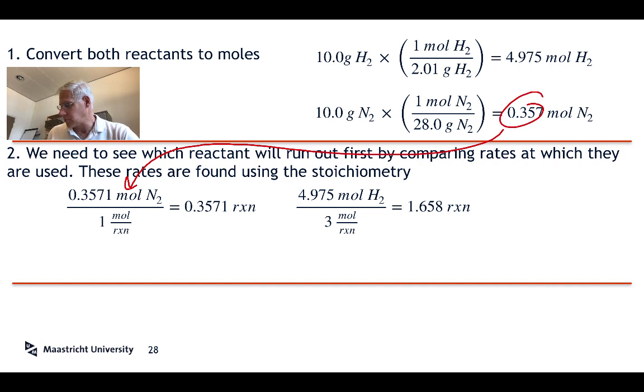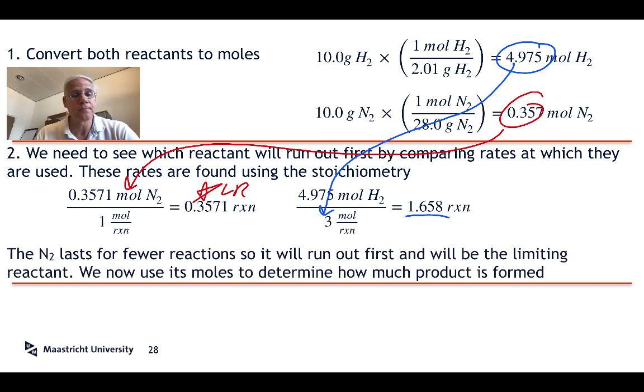For our H2, we take our 4.975, we divide that by the 3. Okay, we use that 3 there because we have a 3 coefficient for the H2. When we divide that, we get 1.658. Because our nitrogen has a smaller number, it is my limiting reactant. This is the only thing that we use these values for, is to compare to each other and figure out which one is the limiting reactant.